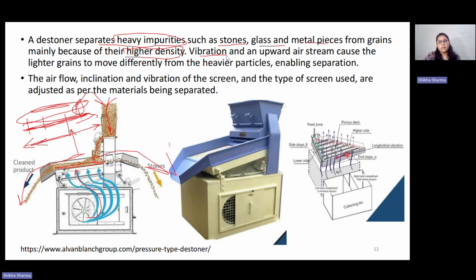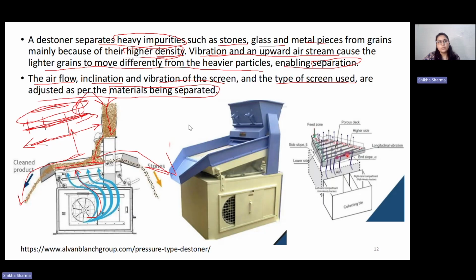Then they'll be separated because of the high density. So the vibration and an upward air stream are going to cause the lighter particles to move differently from the heavier particles. That will help with the separation. So the airflow, the inclination and the vibration of the screen, and the type of screen we are using are adjusted based on which kind of material we want to separate out.